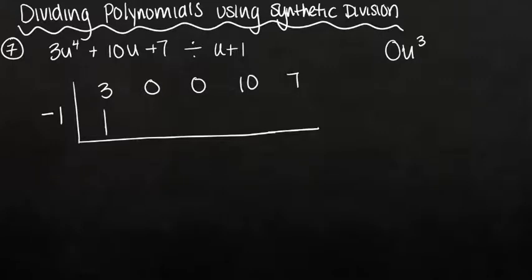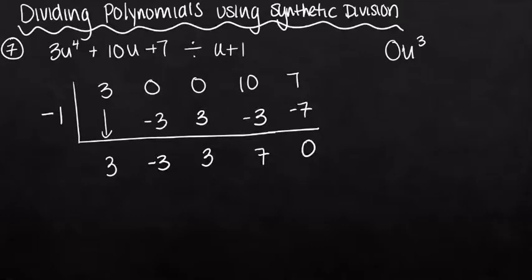So the process is the same. We're going to bring down the 3. 3 times negative 1 is negative 3, and add these two. So 0 plus negative 3 is negative 3. And I'm going to multiply negative 1 times a negative 3 gives you a positive 3. When we add these two together, it gives us 3. Negative 1 times 3 gives us a negative 3. And 10 minus 3 is 7. And negative 1 times 7 is negative 7. So this is your remainder. Your remainder is 0. And so remember, that means that u plus 1 is a factor of 3u to the 4th plus 10u plus 7.